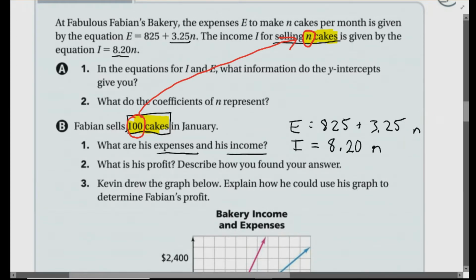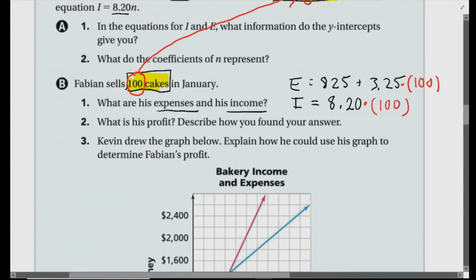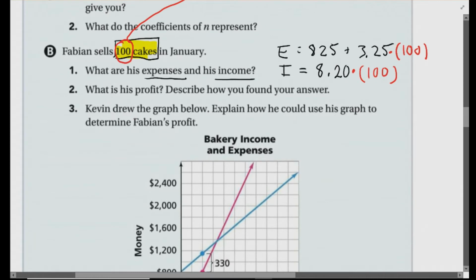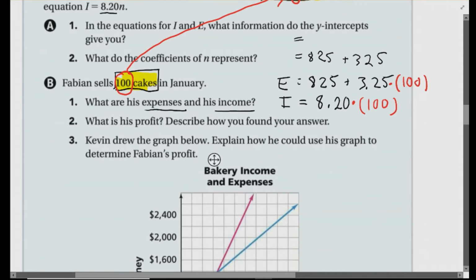The original equation says 3.25 times n, so what we really want to do is erase our n and put in multiply with 100. We're going to do exactly the same thing on the other side, replace our n with 100, and because they were connected with multiplication, it is still 8.2 times 100 and 3.25 times 100. Okay, so I guess this requires us to now use a calculator, or we can just do it by hand. 100 times 3.25 is 325 plus 825, and this is going to be our expenses. Add these two up, and that should be 1150.